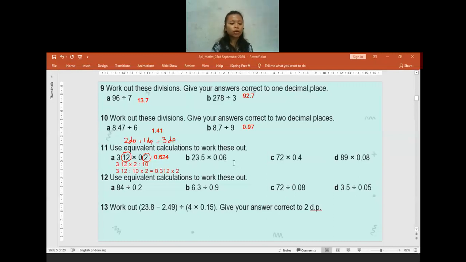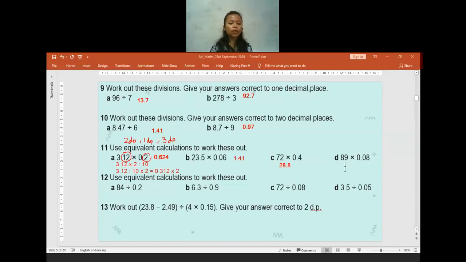23.5 times 0.06. What number will it be? Yes, correct. It will be 1.41. Good job. Continue to question C. 72 times 0.4. How many will it be? Yes, it will be 28.8. If you have any confusion, feel free to tell me. If you ask the question using private message, I will try my best to not call your name.